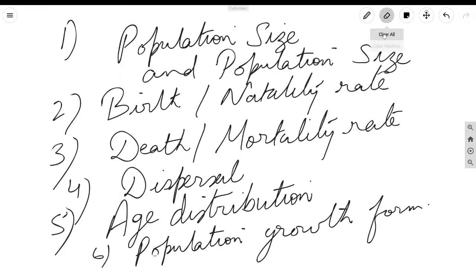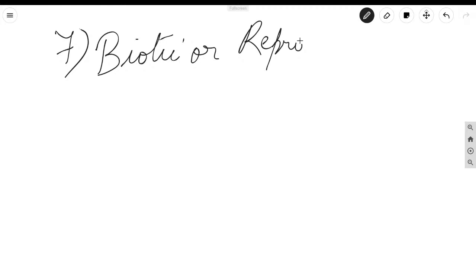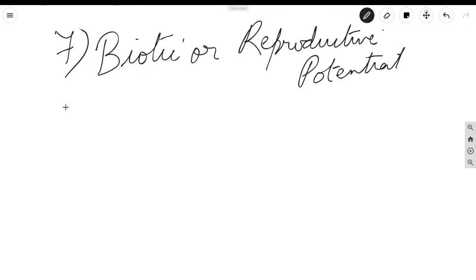Very, very important for the NEET examination. Number 7 and number 8 are very important. Biotic or reproductive potential. This 7, 8, and one more, 9, these three are very, very important. Then we'll be having environmental resistance. Okay. We'll come to each in detail.